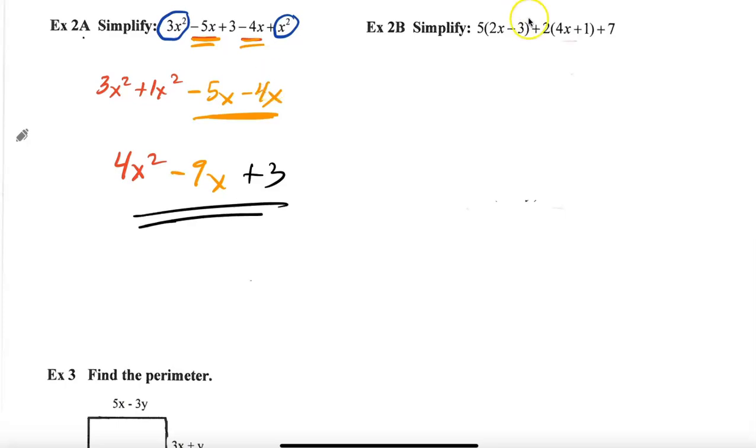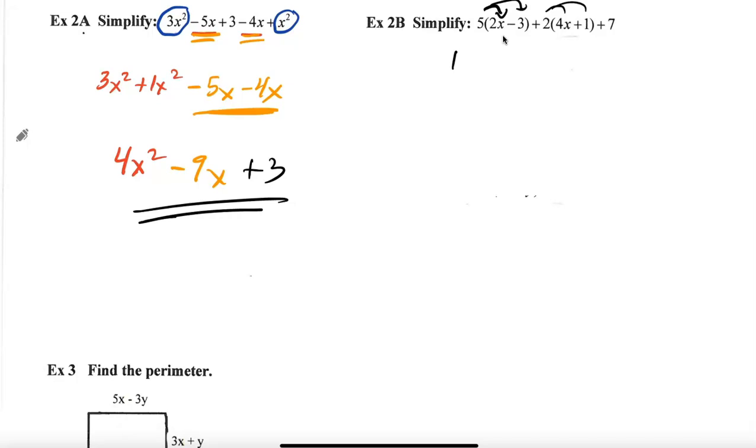Okay, next one. Before we can add up like terms, we have to distribute. So you have this 5 outside the parentheses. We have to distribute this 5 into both of these terms. When we distribute, we multiply. So 5 times 2x is 10x. 5 times negative 3 is negative 15.